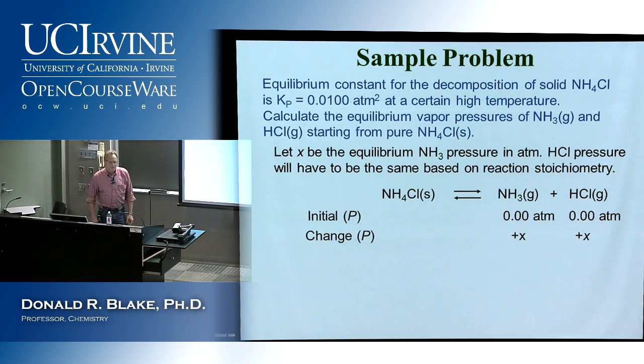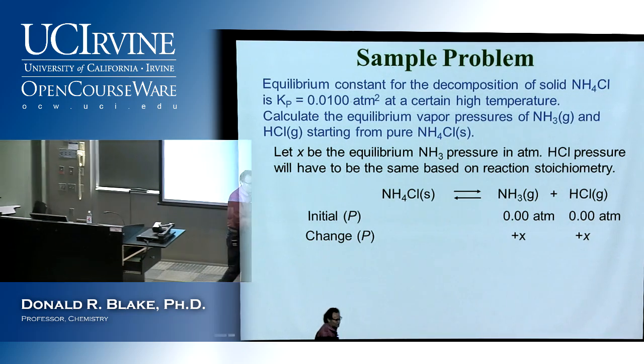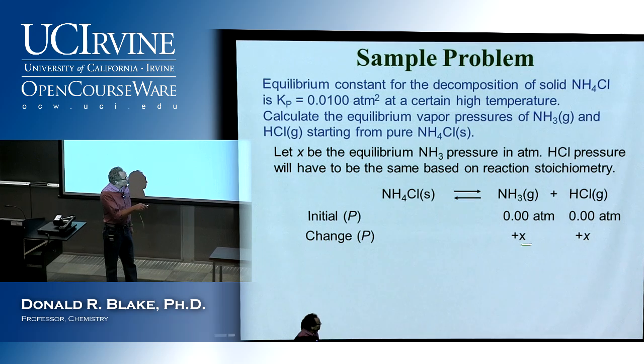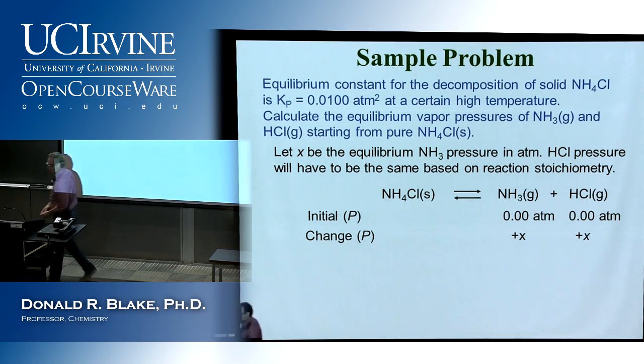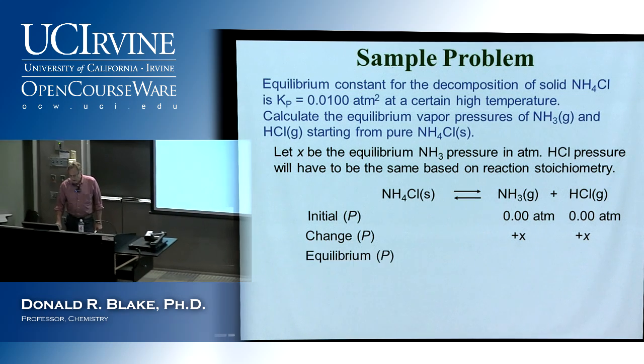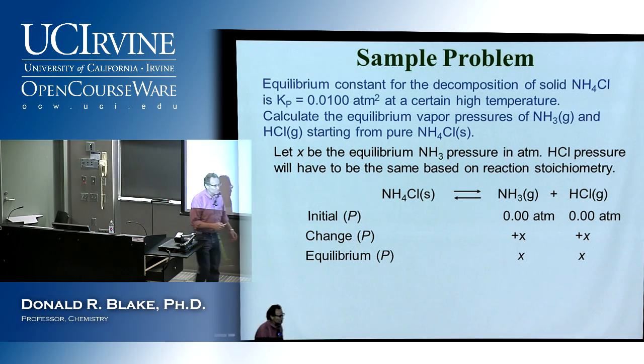You can end up with X. For every one of these that breaks up, you make one of these and one of these. So you end up with a little bit of this and a little bit of that. In the end, that's what you've got. So since I post these notes, it's not a big surprise what the answer is, right? How do you set this up now?